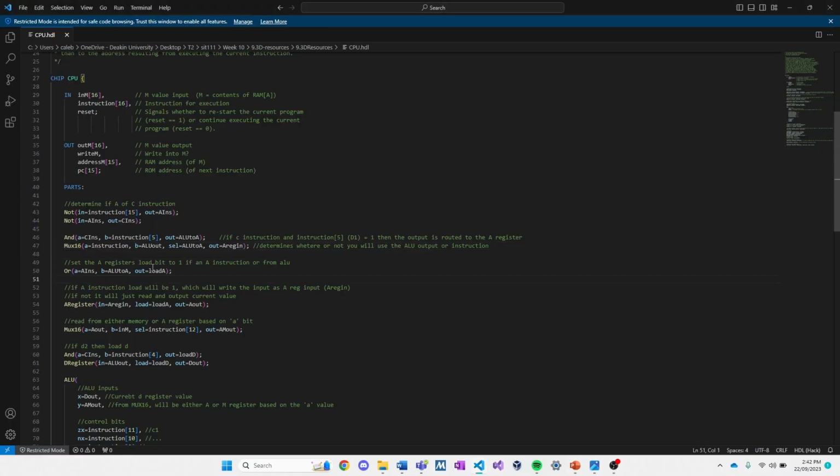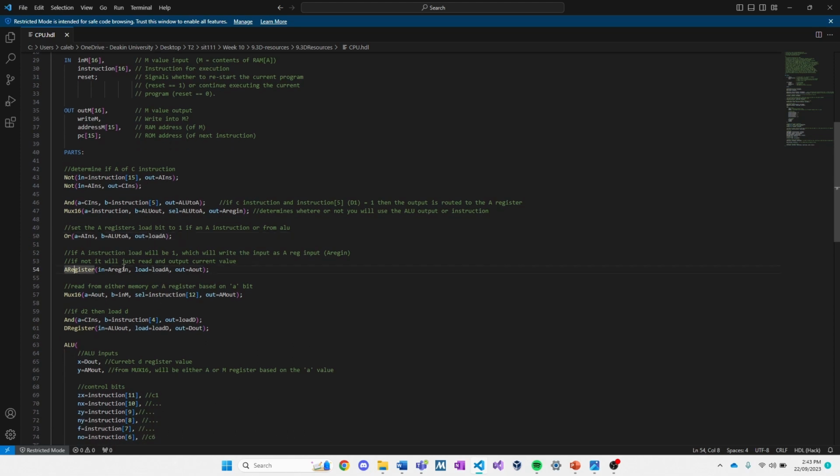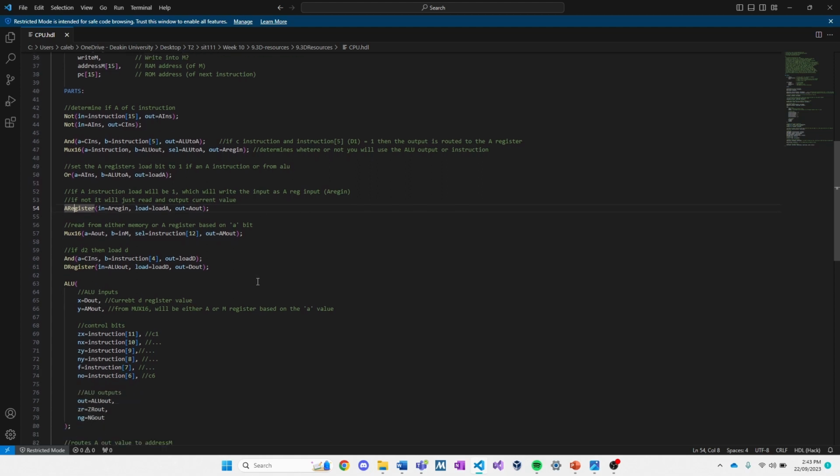Now this OR gate just says, if you're taking the A instruction, or you're taking the output from the ALU to A, either way, you're dealing with an A instruction, so you've got to load A. If load is set to 1, coming from the previous OR gate, then it will output the A register's new value. If it was set to 0, it will just output the current stored register value.